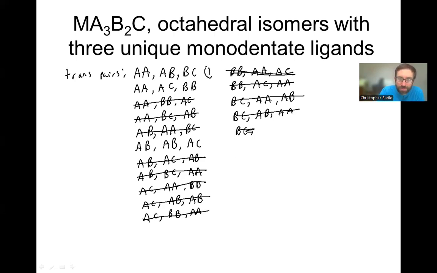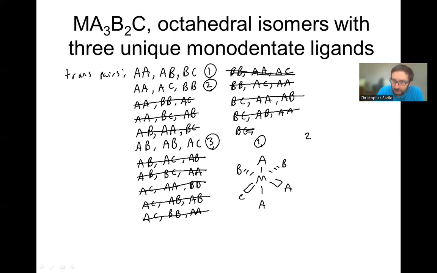So let's label those. 1, 2, and 3. And now we can actually draw these, right? So out of the first one, I have an AA trans pair. So A and A are going to be across from one another. I have A and B being across from one another, right? A is pointing to the right and towards the front. B with the dash pointing to the back, to the left. And then I have BC. Okay. That was my third trans pair. So that's structure 1.